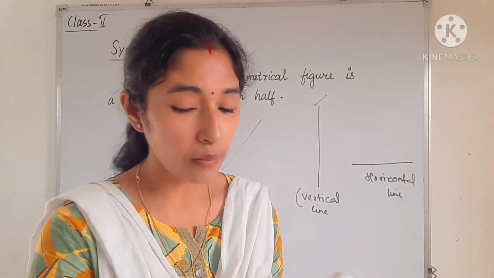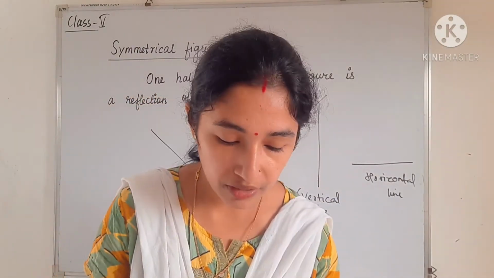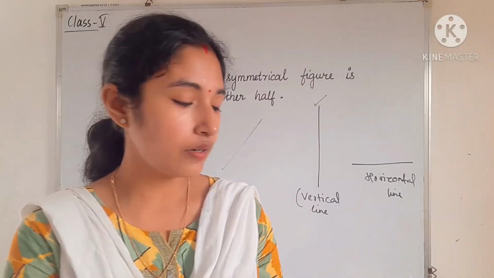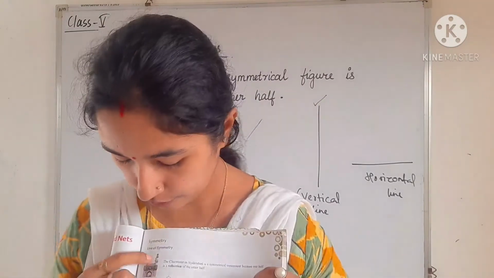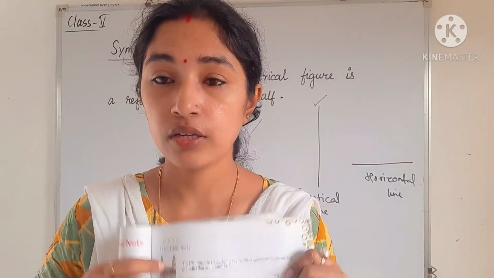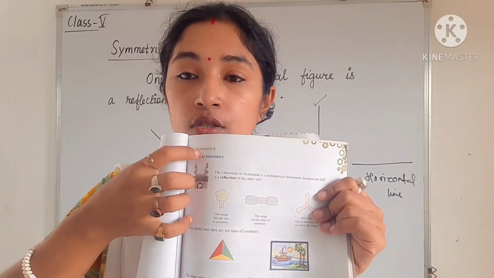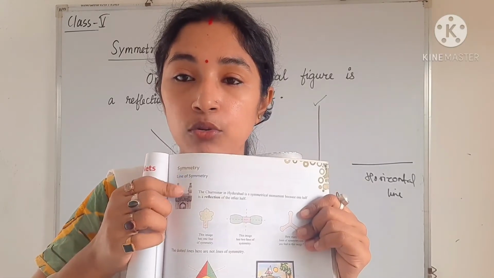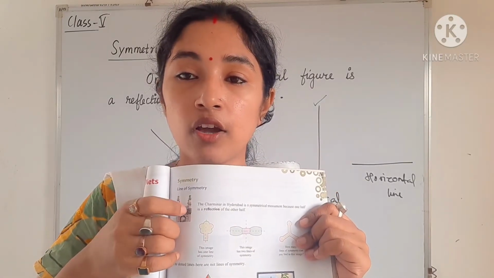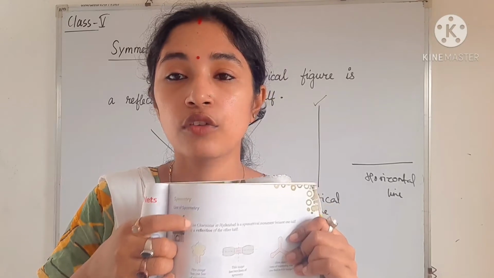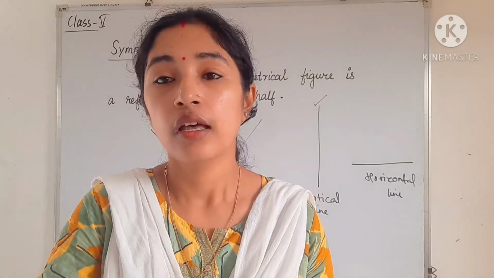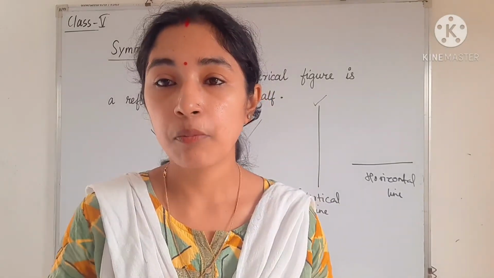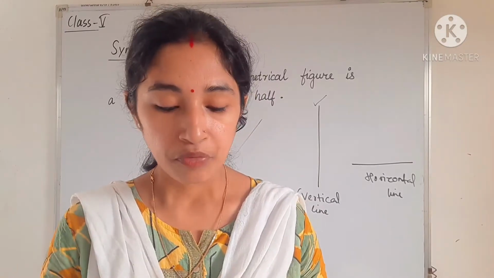Okay, so complete this. The next is symmetry, line of symmetry. You can see here the Charminar. If you draw a line vertically exactly between this, you will come to know that this half part will be exactly the reflection of the other half part, or you can say the similar part. So that will be the line of symmetry.